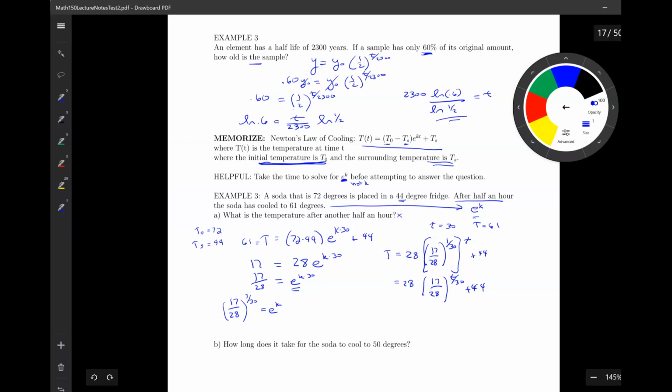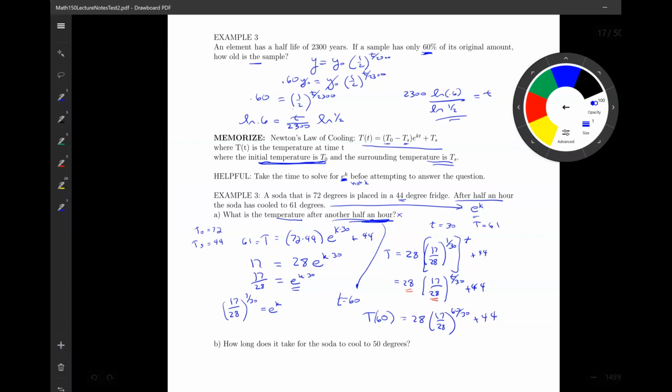Be really careful. This number here will many times match this number here, but you cannot cancel them because this one is contained inside this exponent. All right, now we're ready to answer the question. What is the temperature after another half hour? That to me means time is 60 minutes. So the temperature at 60 minutes will be 17 over 28 to the 60 over 30 plus 44, and you can just leave it like that.